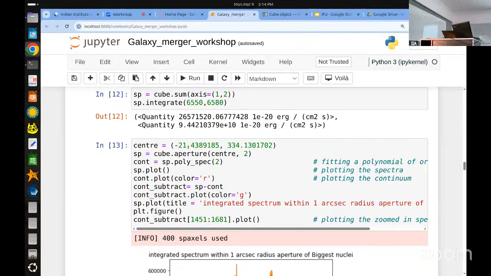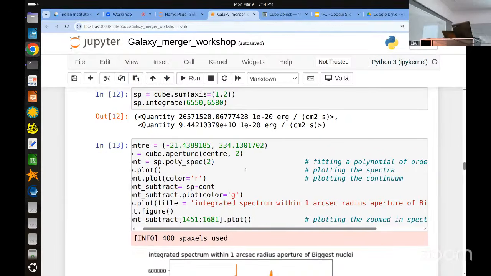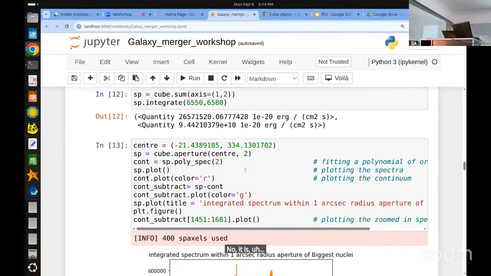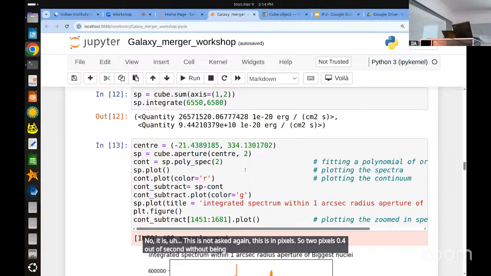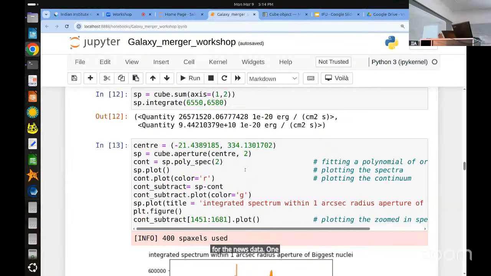Next one, that 1 arc radius around the center. Who is the diameter and who is the radius? No, this is not arc second, this is in pixels. So 2 pixels correspond to 0.4 arc second for the MUSE data. 1 pixel is 0.2 arc second. In the MUSE data, I think I said it. Yes.